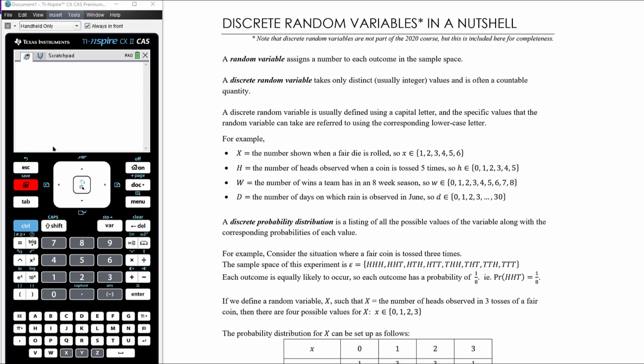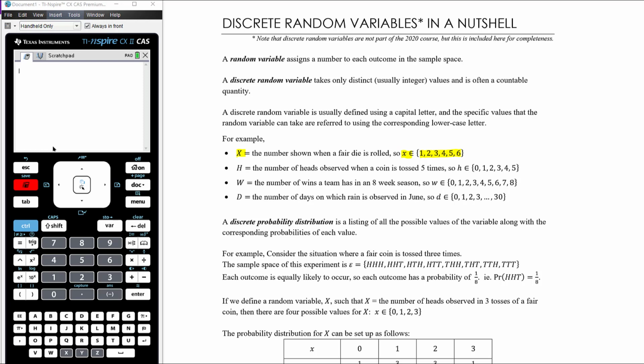When we define a discrete random variable, it's usually identified using a capital letter, and then the specific values that the random variable can take are referred to using the corresponding lowercase letter. So for example, capital X is how we define the variable, which is in this case the number shown when a fair die is rolled, and so lowercase x could be any value in this particular set of values. Uppercase X is the variable more generally, lowercase x is the specific values that it might take.